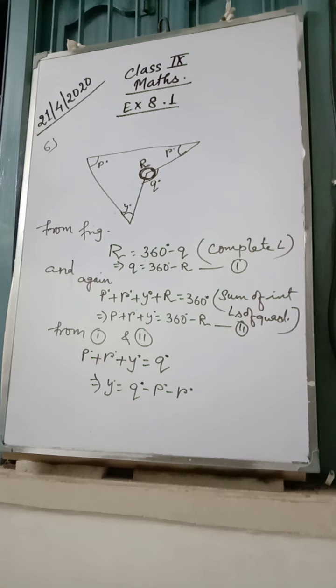Look at question number 8. In the triangle PQR, the internal bisectors of angles Q and R meet at A, and the external bisectors of Q and R meet at B. Prove that QAR plus QBR is equal to 180 degree. Now look at question number 8.